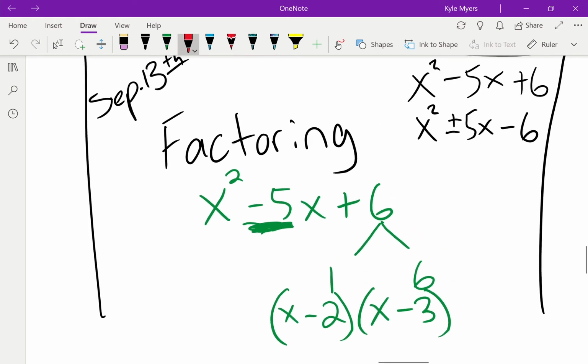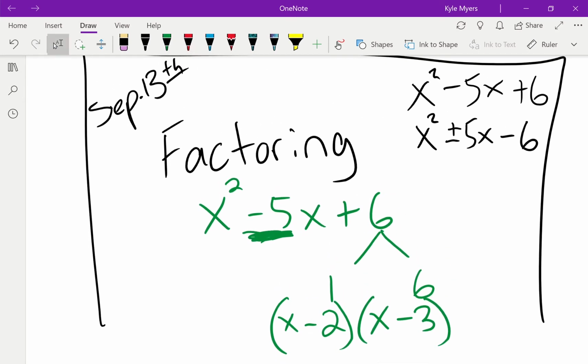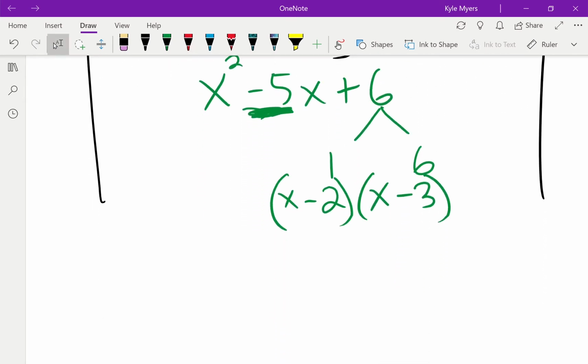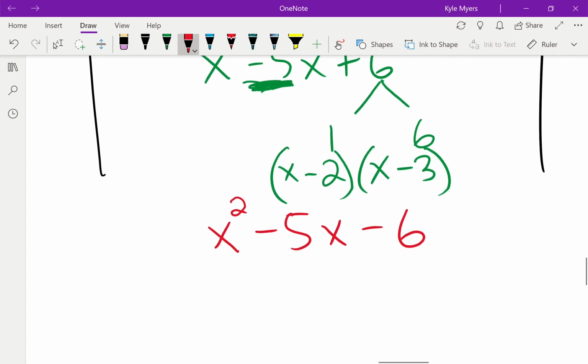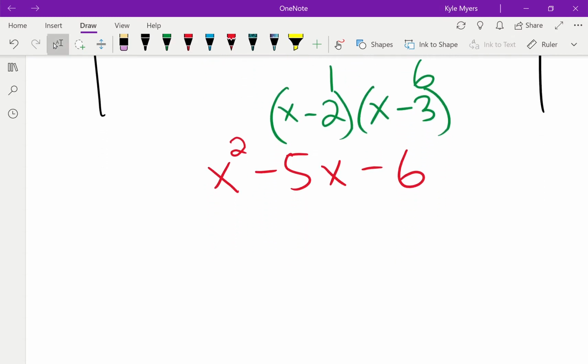Now, for the next one, it's x squared plus 5x minus 6. Let me actually do this one first. I normally do them in order, but let me change it. I'm going to keep it negative 5x, but this time I'm going to do minus 6. And this makes it a totally different solution.